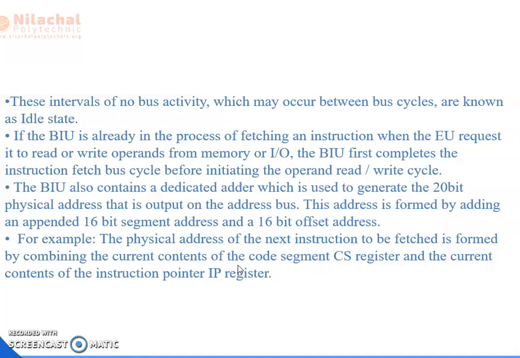This address is formed by adding an appended 16-bit segment address and a 16-bit offset address. For example, the physical address of the next instruction to be fetched is formed by combining the current contents of the CS segment register and the current content of the instruction pointer, that is IP register.